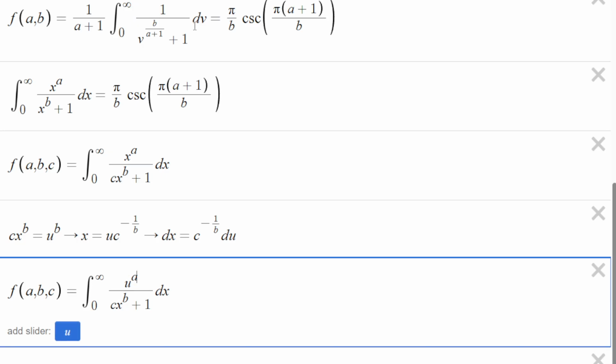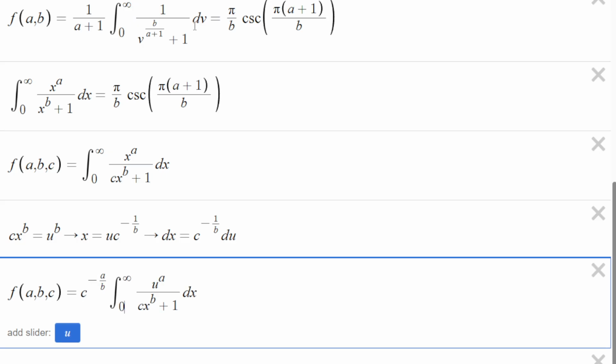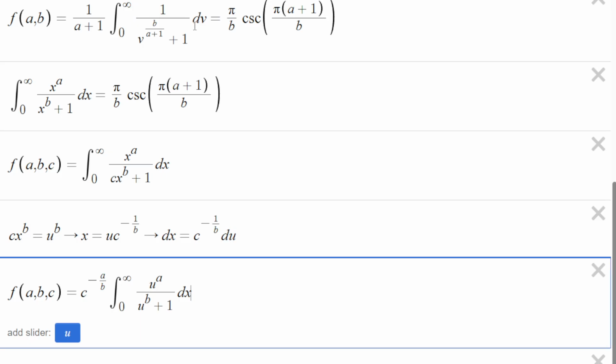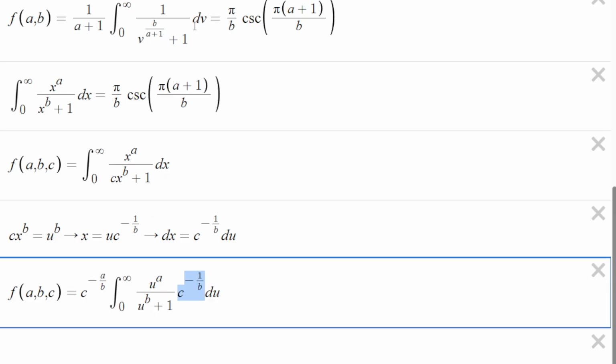And we can bring this outside our integral. We defined c x to the b to be u to the b. And our dx is just this part right here. And we can bring this c to the negative 1 over b power outside, since it's constant with respect to u, making the thing outside the integral just c to the negative a plus 1 over b power.